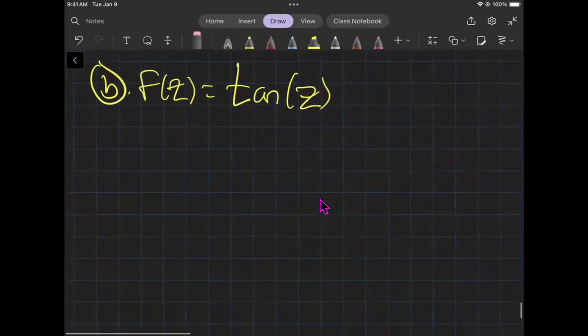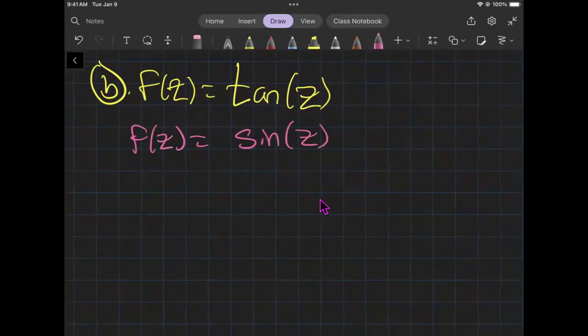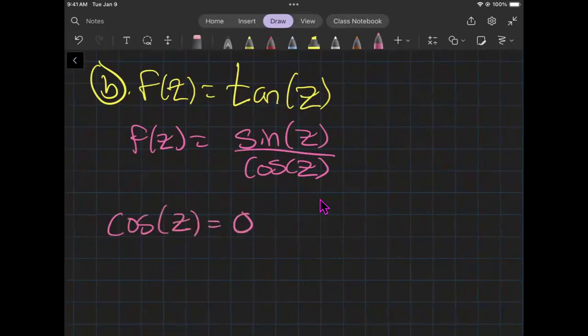All right, so tangent of z, part B. f of z, by definition, is equal to sine of z divided by cosine of z. That's tangent of z. The poles are where the denominator is 0. So we want to figure out the values of z for which cosine of z is 0.